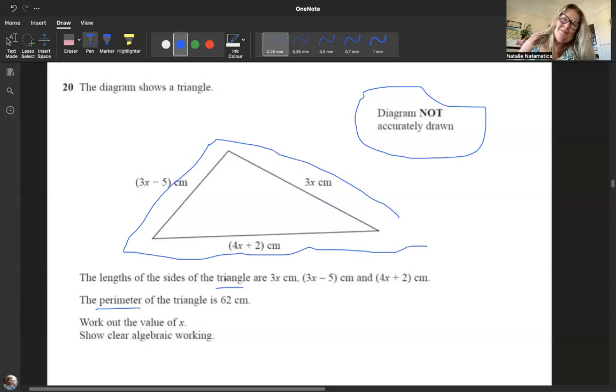What is the length of the perimeter? Well, we're told it's 62. How can we link that number 62 to our picture of the triangle?